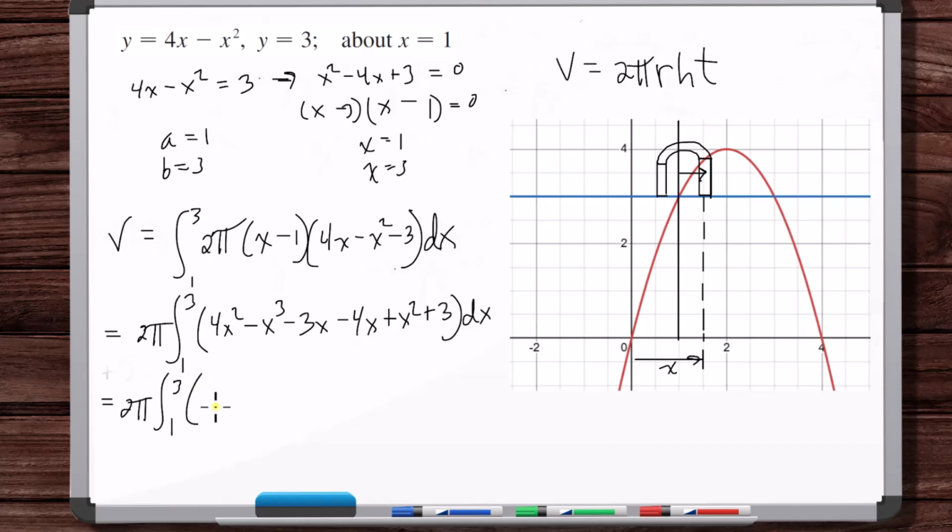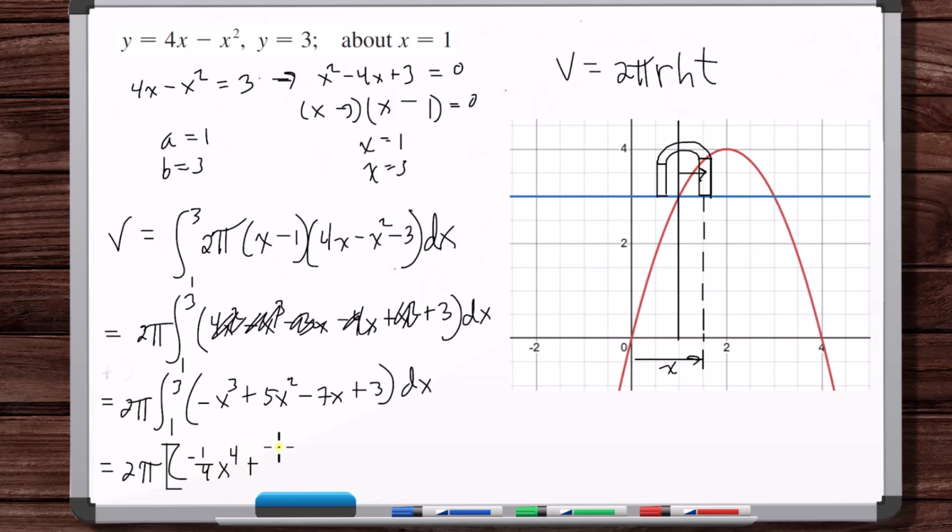Okay, so we've got minus x cubed. 4x squared plus x squared is 5x squared. Minus 3x minus 4x is minus 7x, plus 3. Okay, now let's do the integration. So minus 1/4 x to the 4th plus 5/3 x cubed minus 7/2 x squared plus 3x going from 1 to 3.